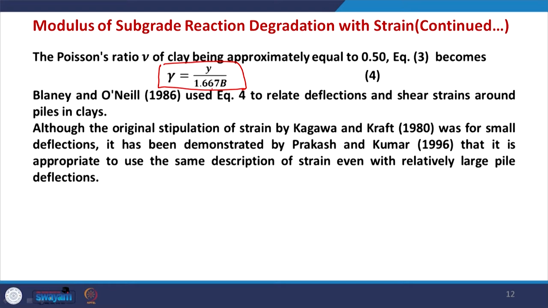Originally, the hypothesis given by Kagawa and Kraft was for a small deflection. But later, Prakash and Kumar in 1996, conducting some experiments, observed that this equation number 4 can also be appropriate for relatively large pile deflection. So, this equation can fairly be used. This equation is simple, and it relates deflection with the strain for the clay.